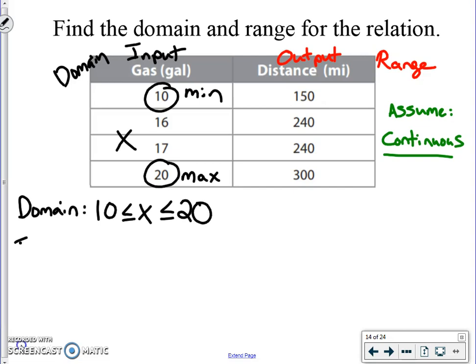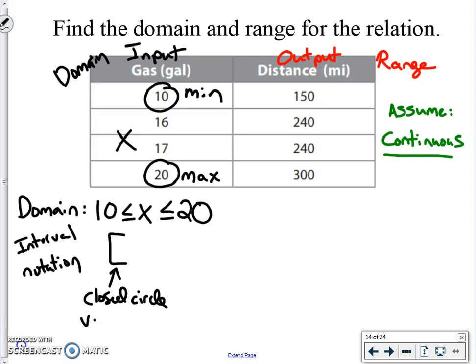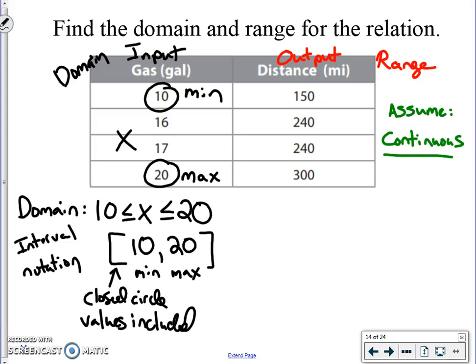I can also write this in interval notation, and I'm going to use brackets, which indicate closed circles, or values included. Okay? And I'm going to start with my minimum, which is 10, comma, maximum, which here is 20, and I close with a closed bracket.